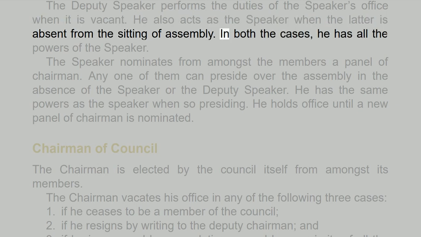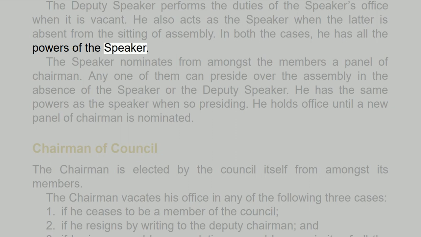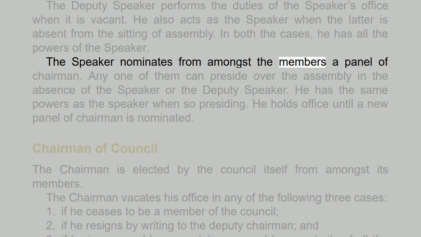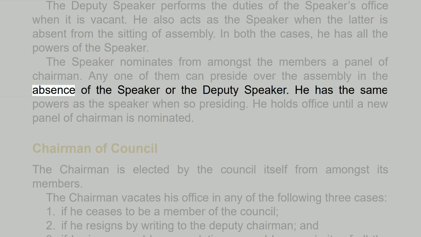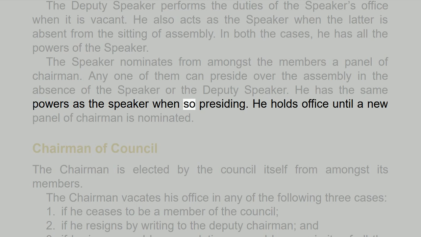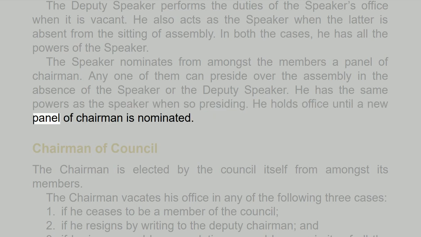In both the cases, he has all the powers of the Speaker. The Speaker nominates from amongst the members a panel of chairmen. Any one of them can preside over the Assembly in the absence of the Speaker or the Deputy Speaker. He has the same powers as the Speaker when so presiding. He holds office until a new panel of chairmen is nominated.